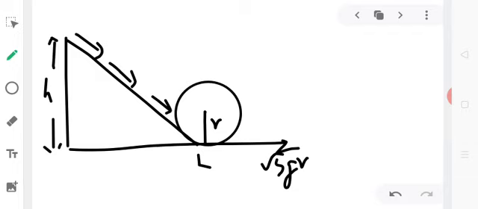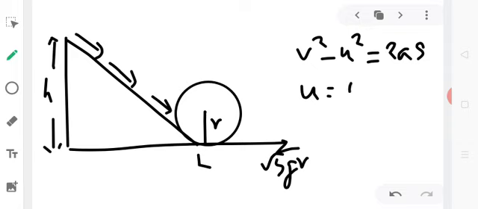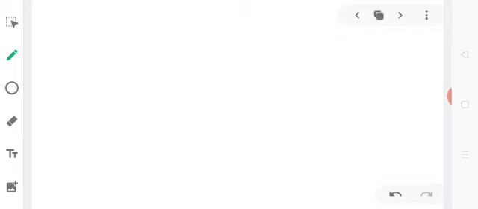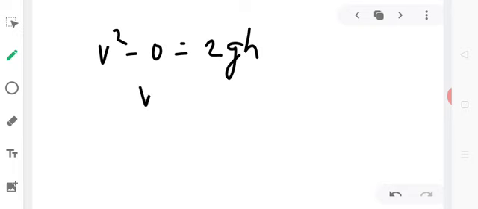To acquire this velocity at the lowest point, that is at L, of the vertical loop of radius r, he has to roll down a vertical height h. So we can use the equation v square minus u square equals 2as. u is 0, a is equal to plus g, and s is equal to h. So we get v square minus 0 equal to 2gh. So v is equal to root over 2gh.